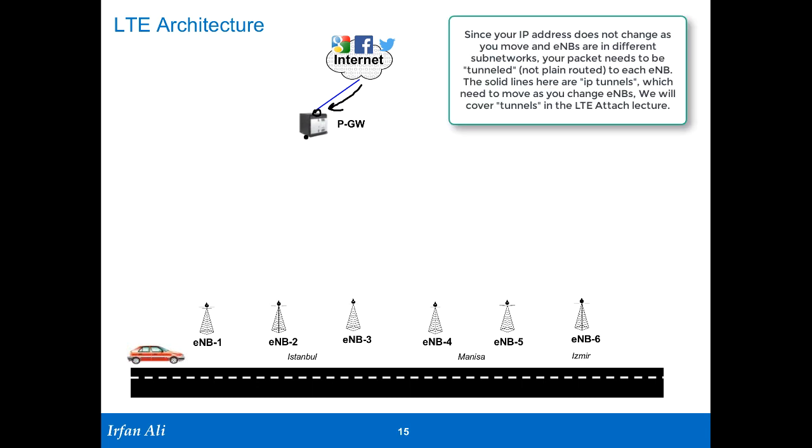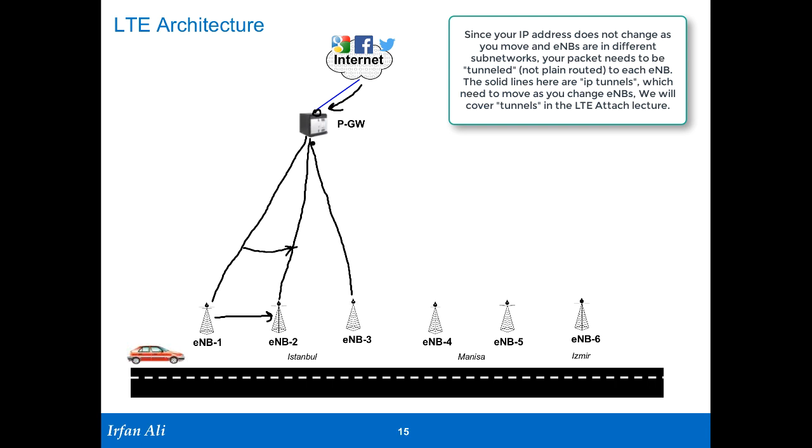So one way to get your packets to your base station would be to connect the P gateway to each of these base stations, and then your packets would come down this way. But this would also mean that every time you move from one base station to another base station, the path of the packet would have to be changed from the left to the right. And that would mean that every base station that you move to would be visible to the P gateway.